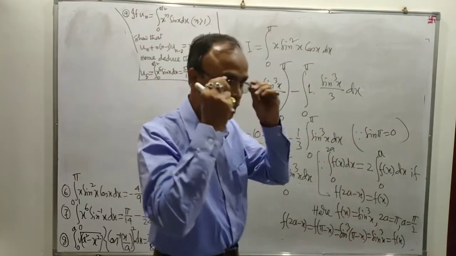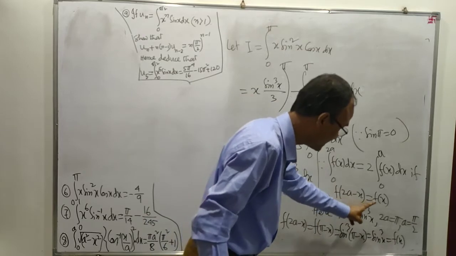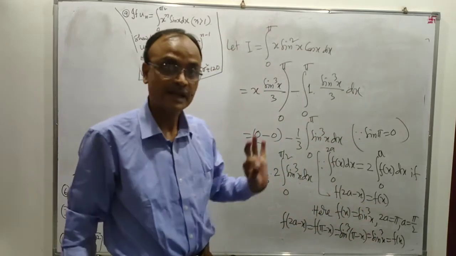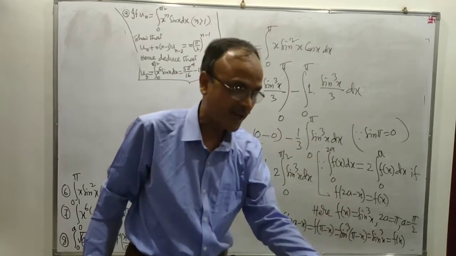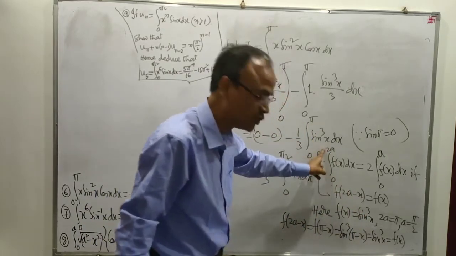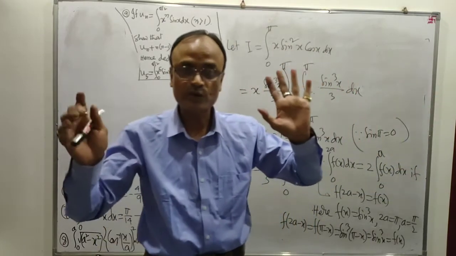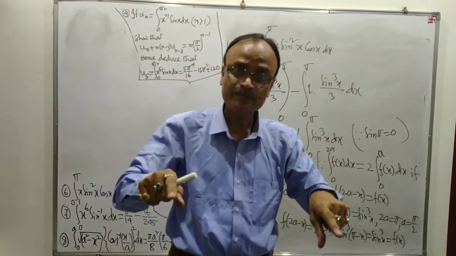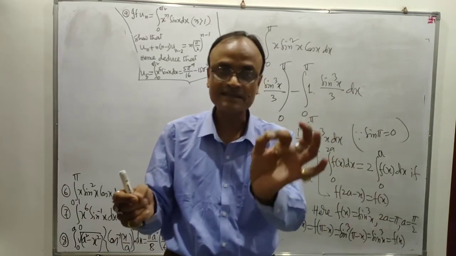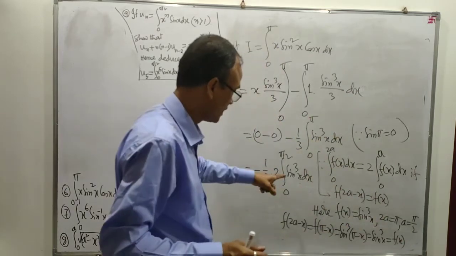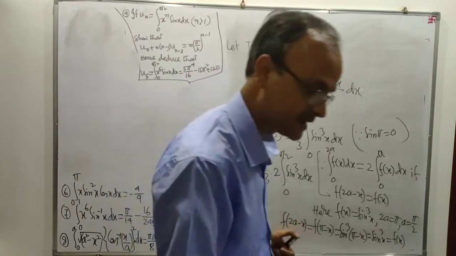In this case, we have obtained that f(2a minus x) equal to f(x). Therefore, we can apply integration 0 to 2a f(x) dx equal to 2 times integration 0 to a f(x) dx. Why? Because we have obtained that f(2a minus x) is equal to f(x). Therefore, it can be written as 2 times integration 0 to pi by 2 of sin cube x dx.